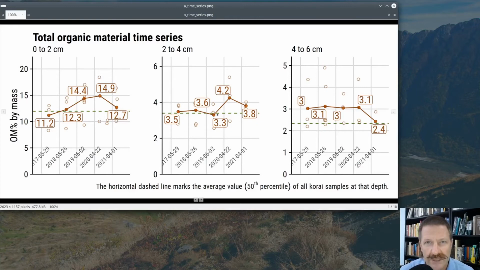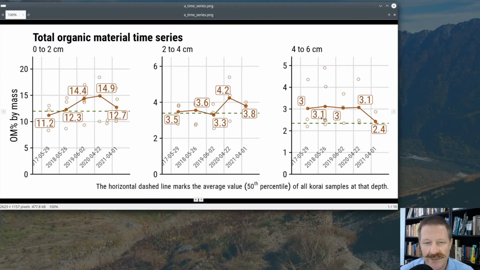If we go down just a little bit into the root zone, now notice that at the 2 to 4 centimeter depth, at the next layer down, over that same time period, it's only changed from 3.5%, then it dropped to a low of 3.3. It's been at a high of 4.2. So the range in organic matter at the 2 to 4 centimeter depth has been 0.9% over that same 4-year period.